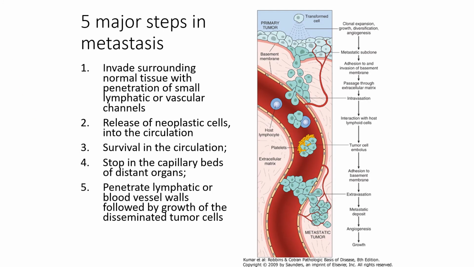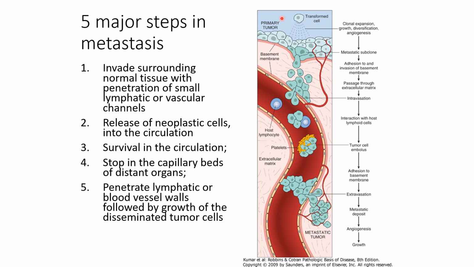Once malignant cells invade into the normal tissue, they can penetrate small lymphatics or vascular channels. Then they can release the neoplastic cells into the circulation. The cells have to survive in the circulation, and they usually stop in the capillary beds of distant organs. They embolize to the distant organs' capillaries, and then they penetrate the lymphatic or blood vessel walls, and this is followed by growth of the tumor cells.